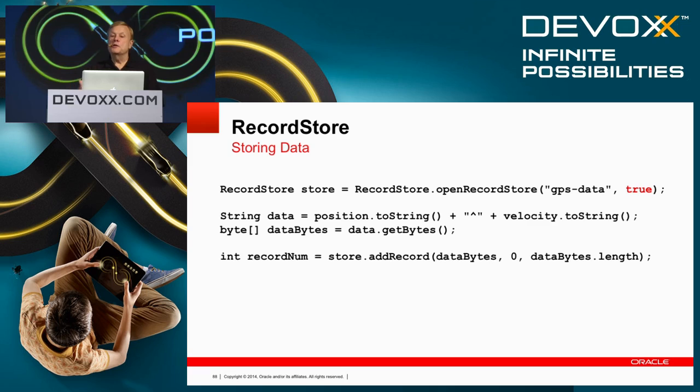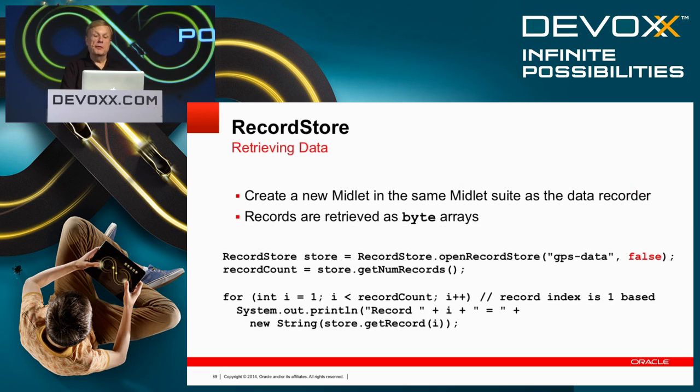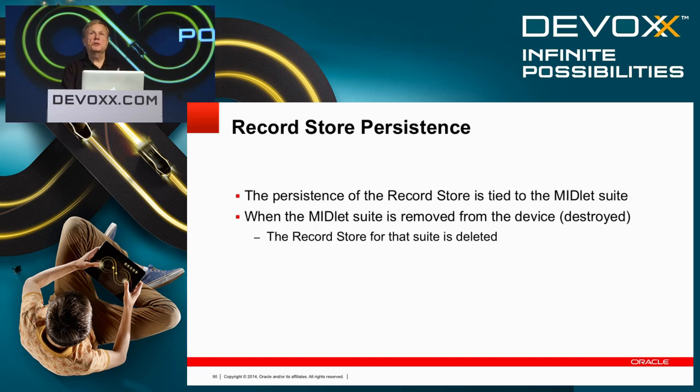So to open a record store, you pass in the name of a record store, GPS data in this case, and then true means if it doesn't exist, go ahead and create it. And then here we're going to read some data bytes out of it. Once we've read them, then we're going to add records into it. So it's very straightforward. And so we can create a new MIDlet in the same MIDlet suite as the data recorder, and that other MIDlet could read from that same record management system. So there's the code for doing that. And then as soon as you shut down the suite, the data store goes away.